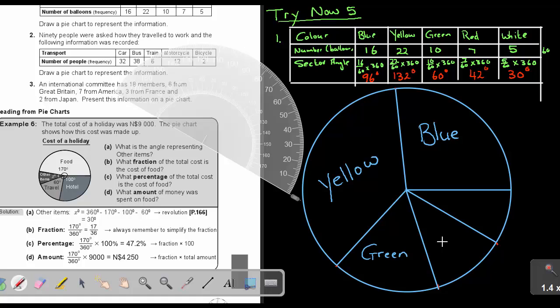So this one was red, and then the last one was white. And there you have constructed an accurate pie graph, pie diagram.